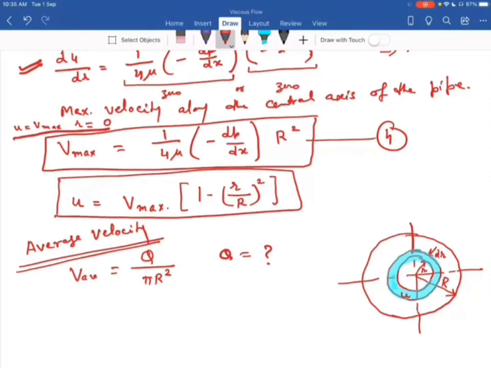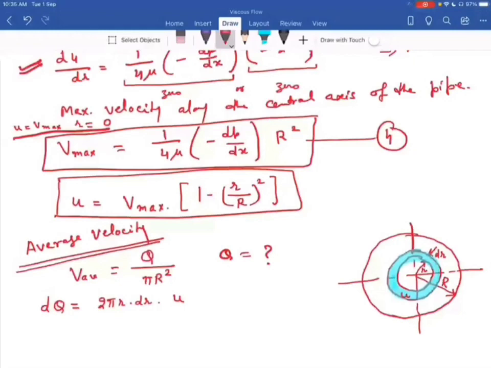Now I write the small discharge entering through this small ring. The discharge I can write as the area of the ring multiplied by the velocity of flow through the ring. So the area of the ring is 2 pi r into thickness dr, into the velocity, that is u.